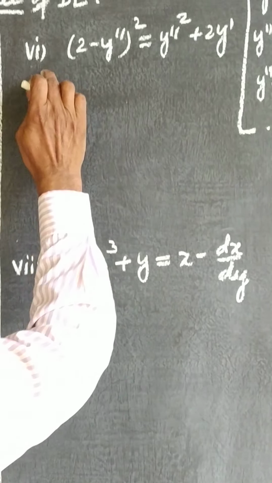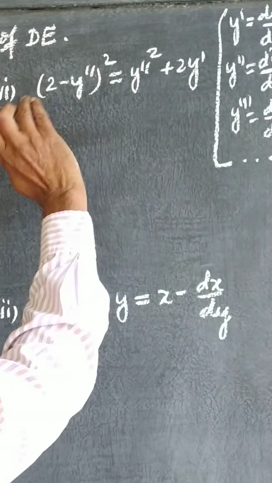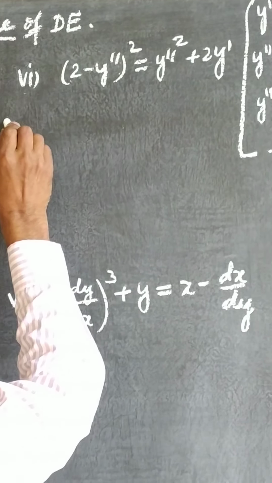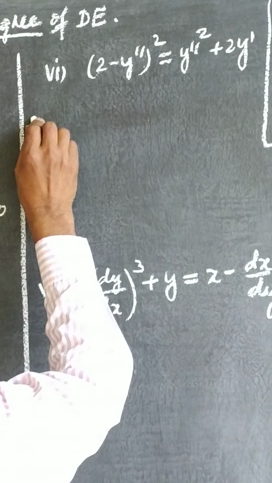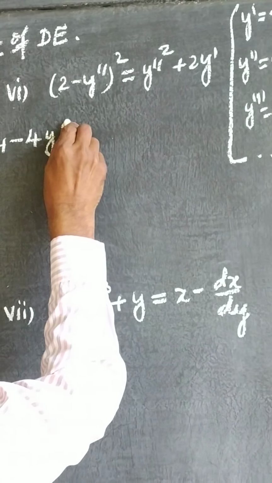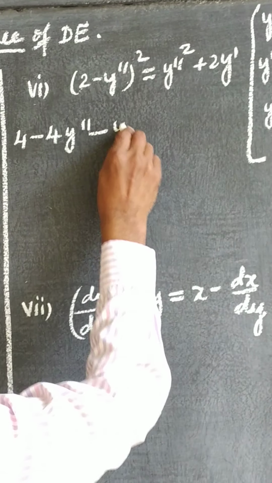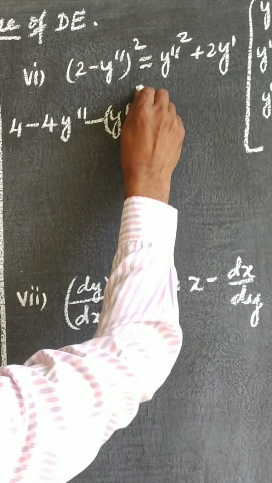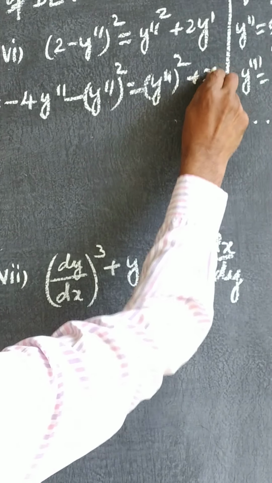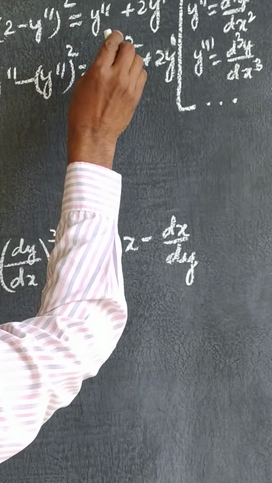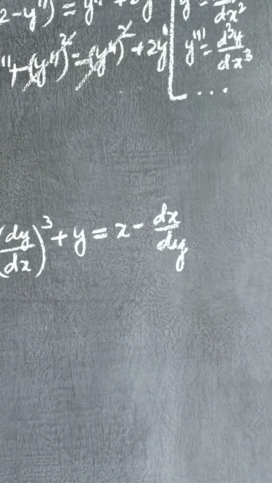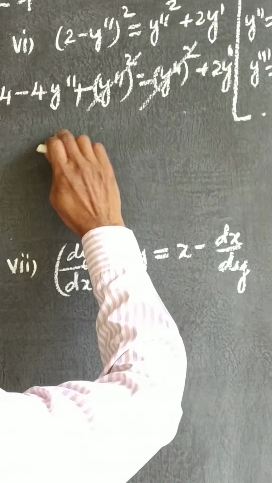Therefore, before getting the order and degree here, we have to simplify by expanding. By expanding this, you get 2 square, what is that, 4, minus 2 into 2, 4 into y double dash, then y double dash whole square plus 2y dash. Now the y double dash whole square terms get cancelled.